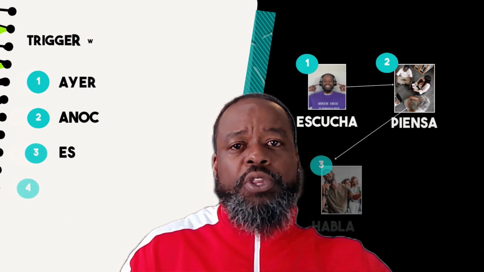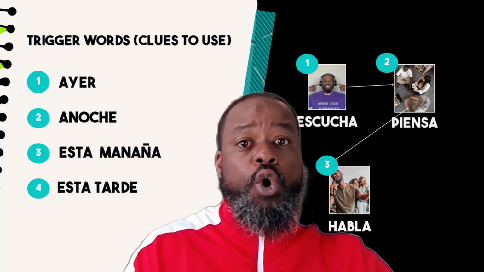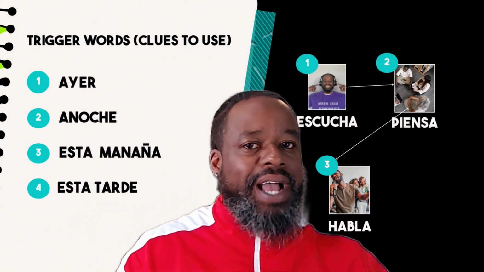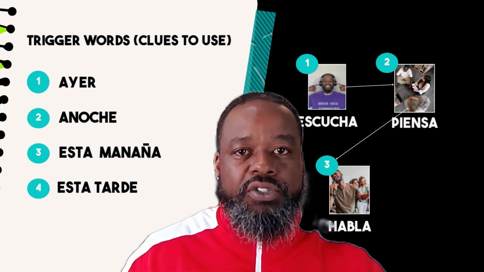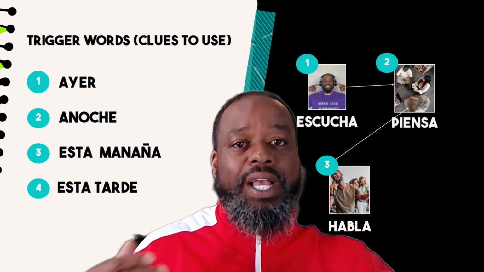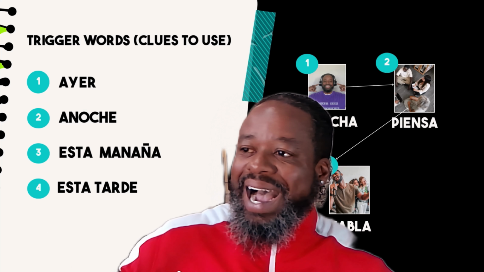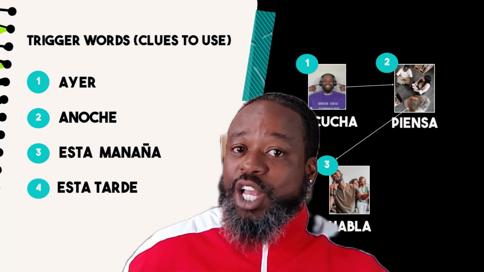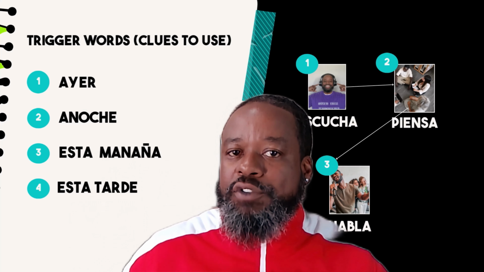Pero antes de continuar con el pretérito, before we continue with the preterite tense, there are trigger words or keywords that we have to make sure we listen for that will dictate I definitely need to use the preterite tense in my response to a question, or if I'm telling a story of some sort. These are the things that are going to tip us off. Ayer, anoche, esta mañana, esta noche. Those are things that tenemos que escuchar. We have to listen for.